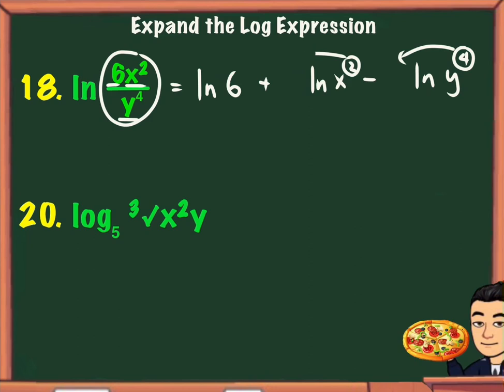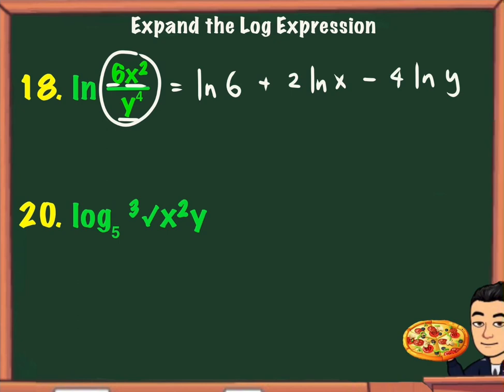So let's go ahead and erase these exponents. And I'm going to bring them to the front to become the coefficients. So this is going to be 2 times natural log of x minus 4 natural log of y.